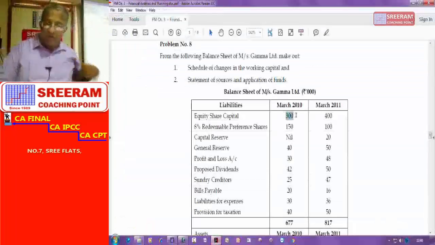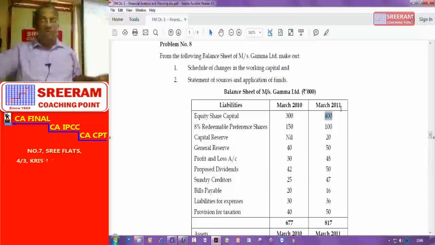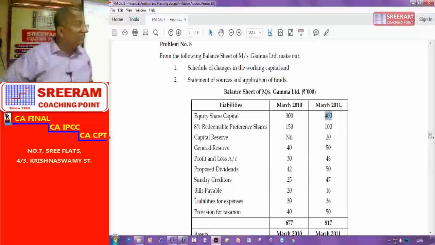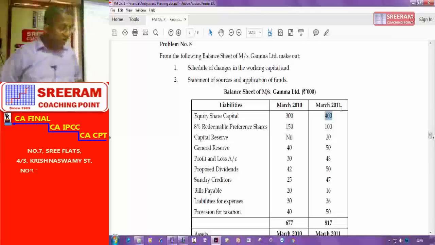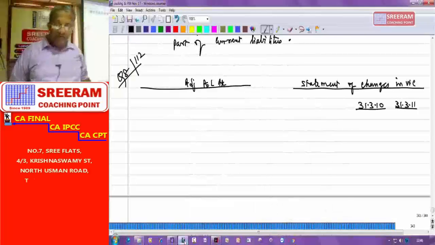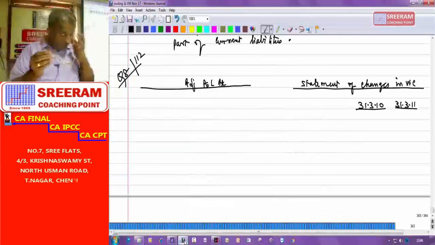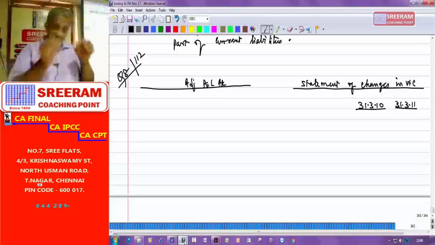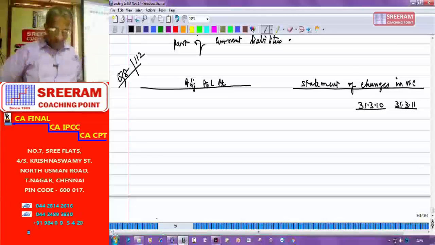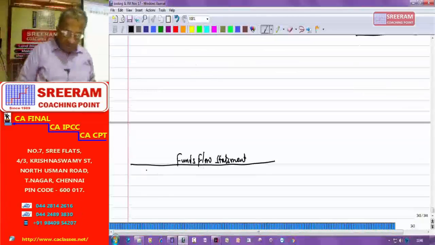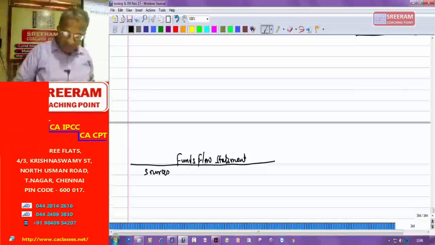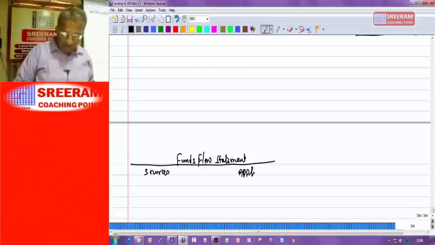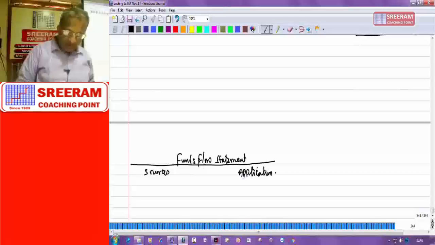Equity share capital 300, 400. What is your mind telling? Issue of shares. Issue of shares, is it inflow or outflow? Will this appear in adjusted P&L account or statement of changes in working capital or fund flow statement? In fund flow statement. So, in the source side or on the application side? Source side.